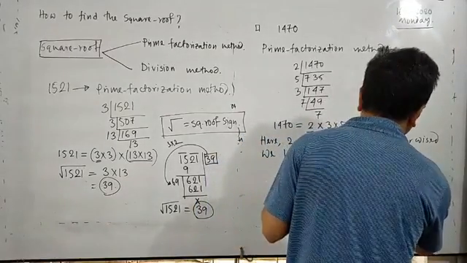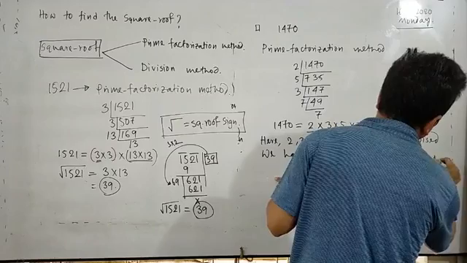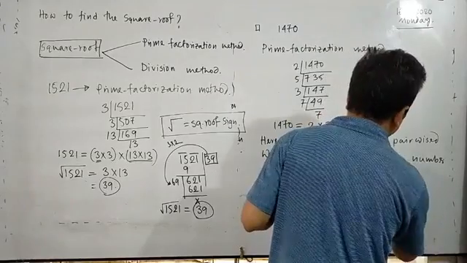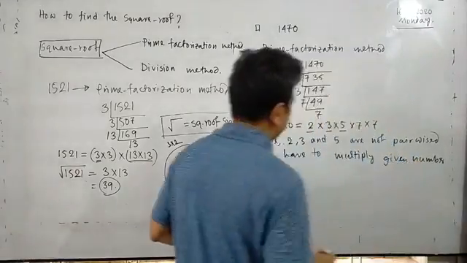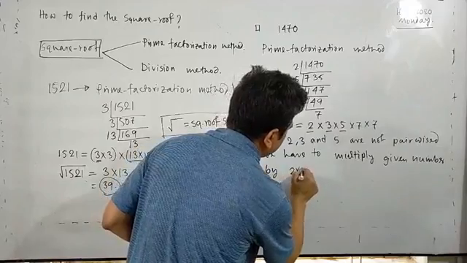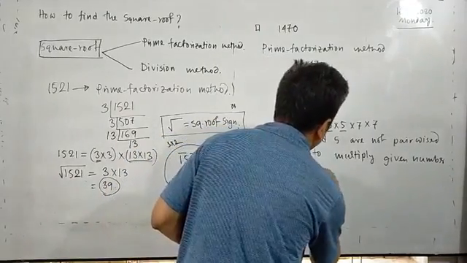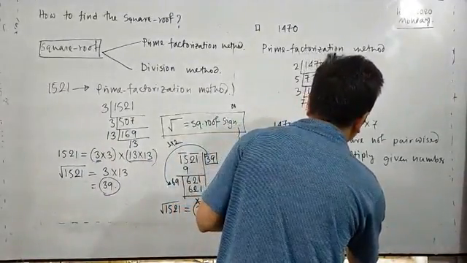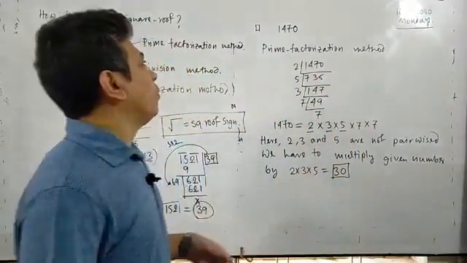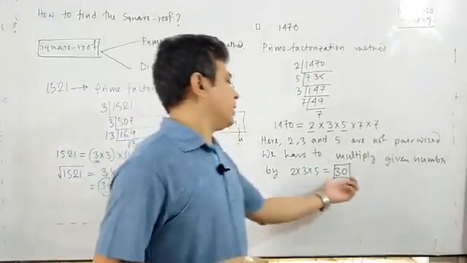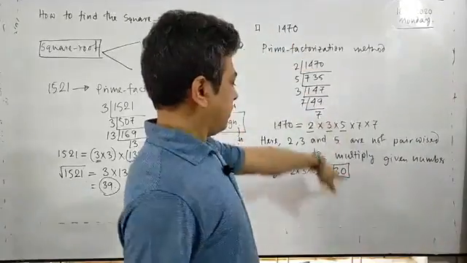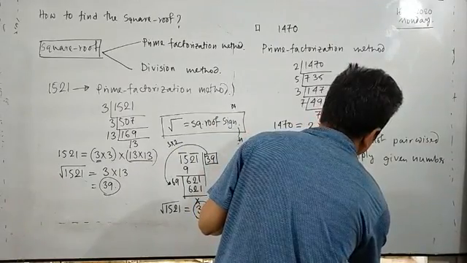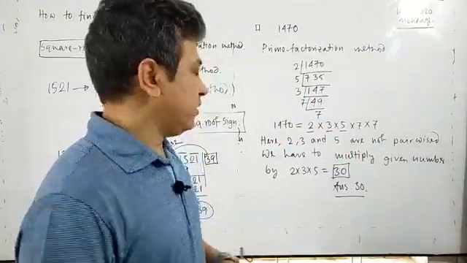So we have to multiply the given number by 2 into 3 into 5. So what is it? 2 times 3 is 6, 6 into 5 is 30. So if we multiply the given number, I mean 1470, by 30, we will get a square number. Answer is 30.